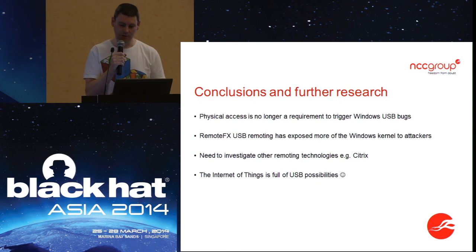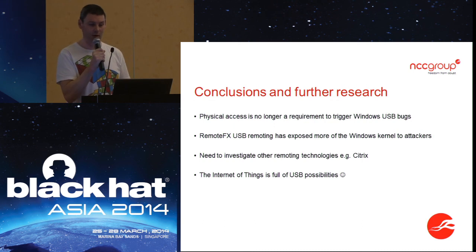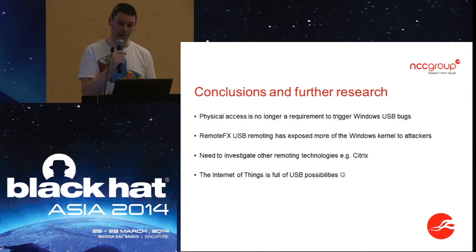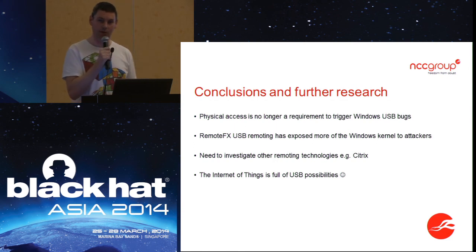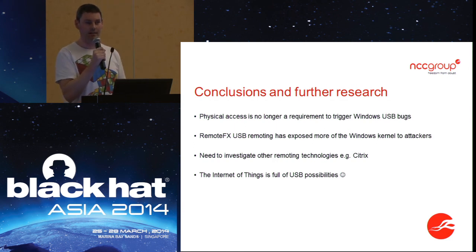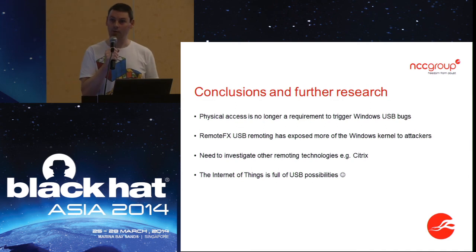So, a few conclusions and further research. As I've demonstrated, physical access is no longer a requirement to trigger USB bugs, certainly on Windows, maybe on other operating systems as well. Remote effects has exposed the Windows kernel, and therefore these kind of kernel level attacks are now available over the network. I need to look at some of the other remoting technologies like Citrix, for example, which may well apply in a similar sense.